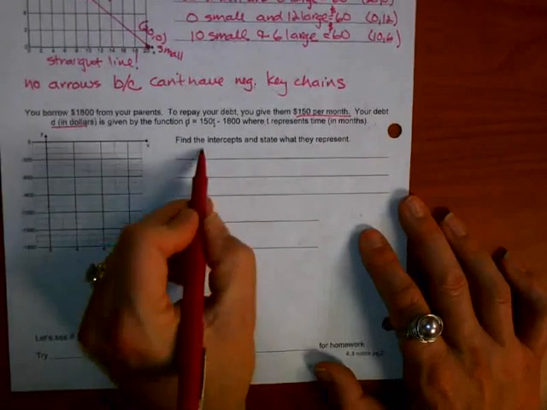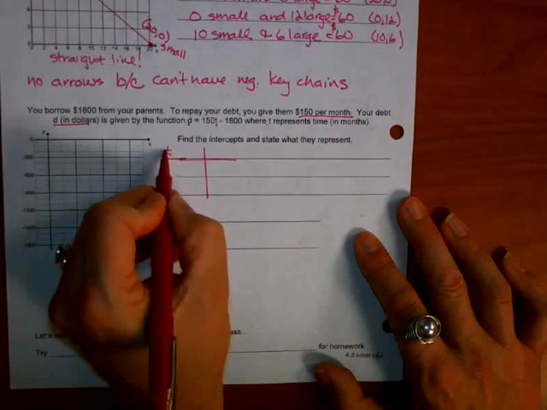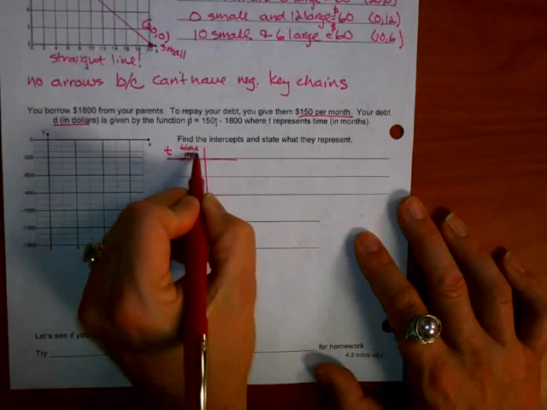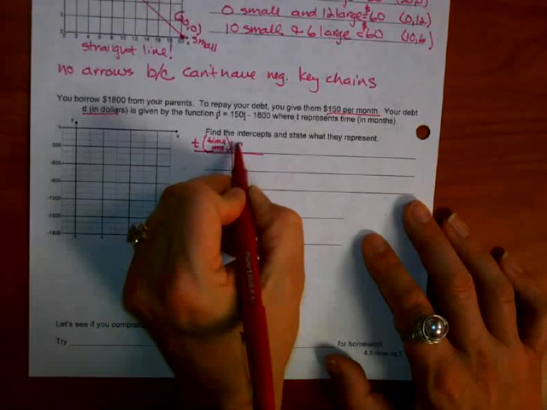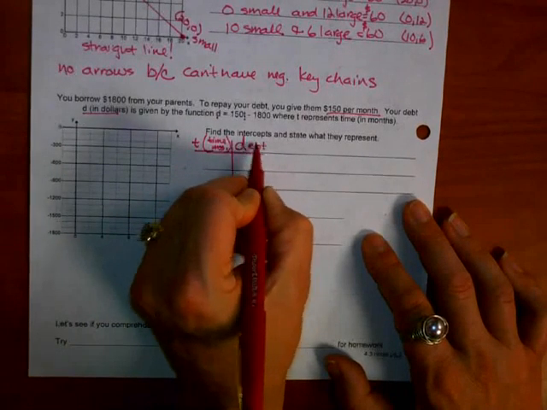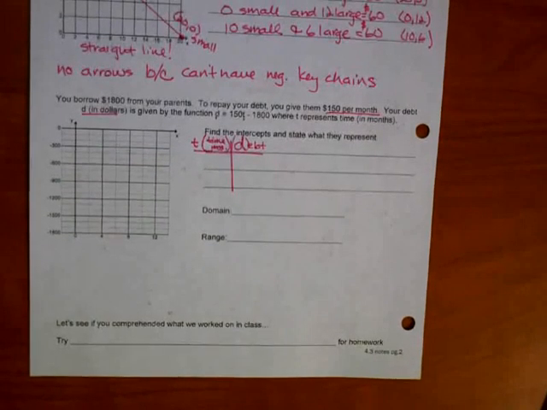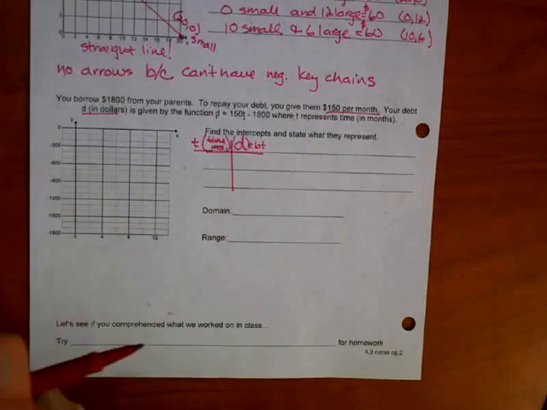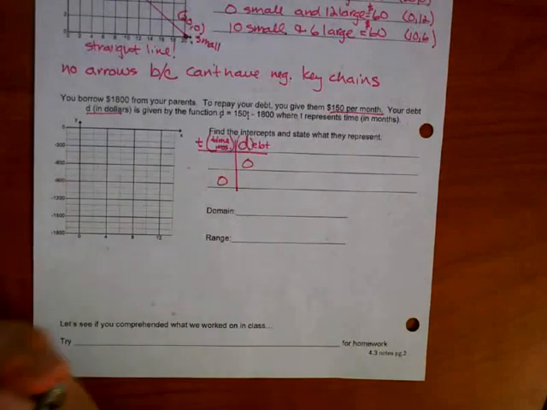Find the intercepts. So I want you to make kind of a big baby table here. This is T, which is time in months. And this is D, which is your debt. I don't know how you want to write that, however you want to write it. T and D. I want to know when D is 0 and when T is 0. Same thing.